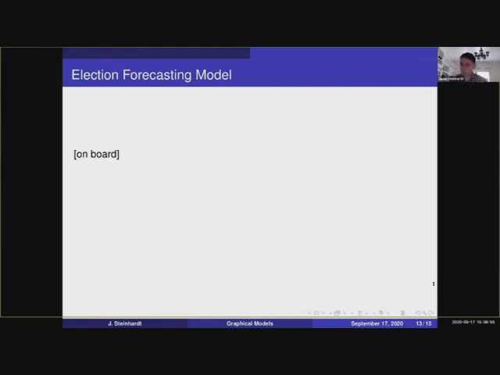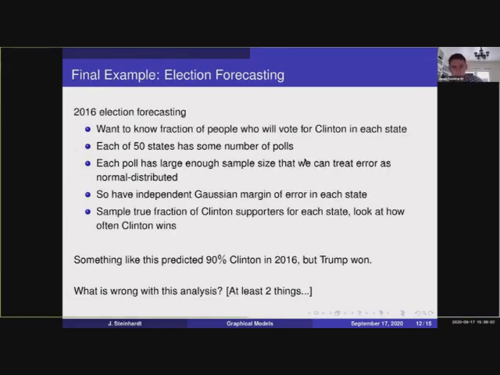So Daniel says these errors are probably dependent. I agree with that. What would be a mechanism for the errors being dependent?